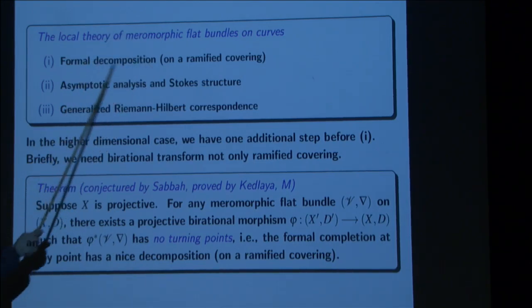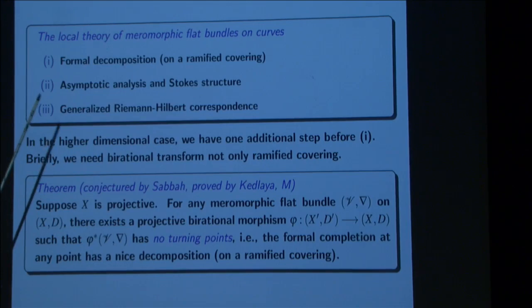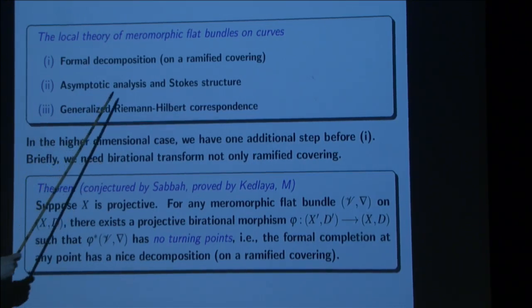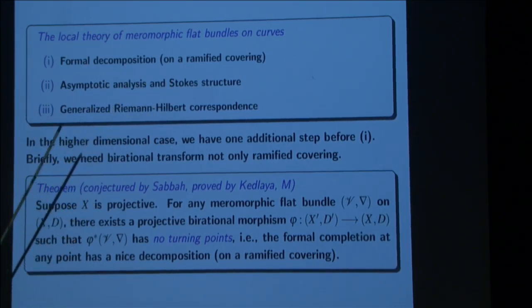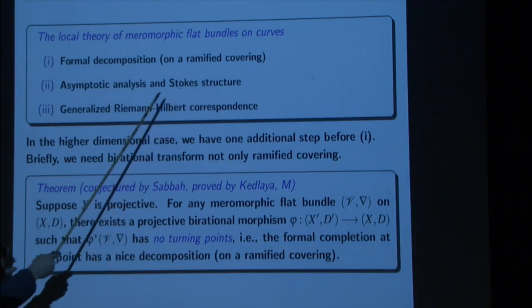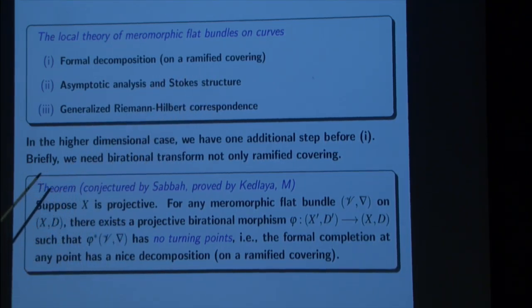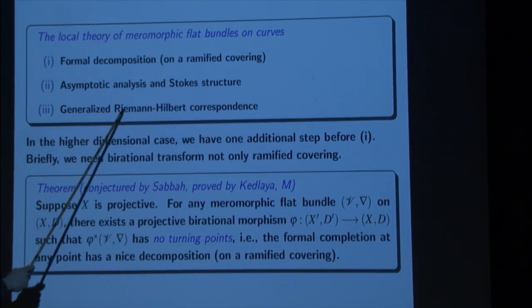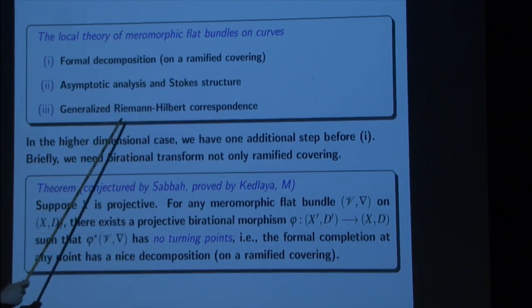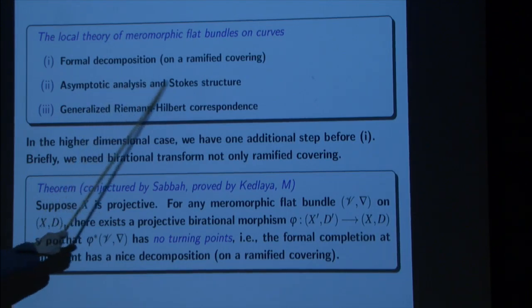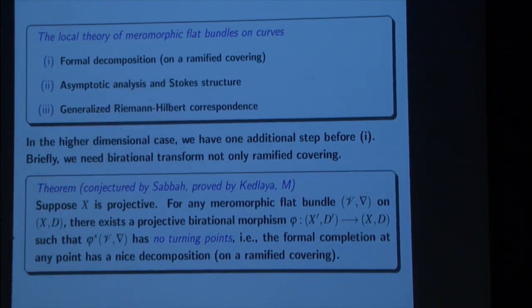The decomposition is not extended across a neighborhood, but we can extend the decomposition to sectors. And that is asymptotic analysis. The decomposition is not unique, but filtrations are canonically defined. So this leads to the notion of Stokes structures. Then we can classify meromorphic flat bundles in terms of local systems with Stokes structures, which is the general Riemann-Hilbert correspondence.